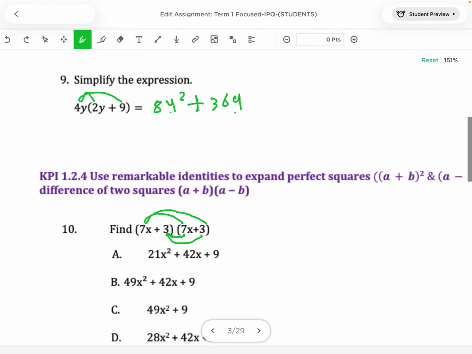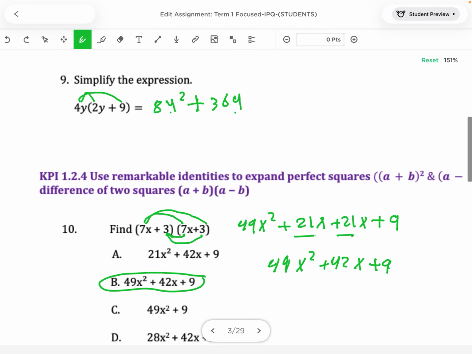7x times 7x is 49x squared. 7x times 3, 21x. 3 times 7 is 21x. 3 times 3 is 9. Now we combine like terms, these two together. So 49x squared plus 42x plus 9. The answer is B.